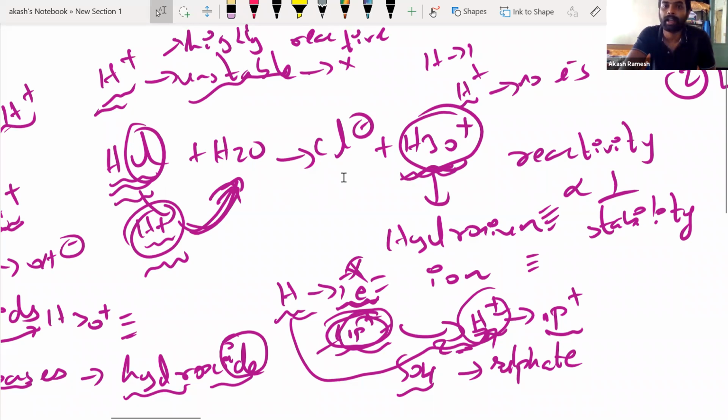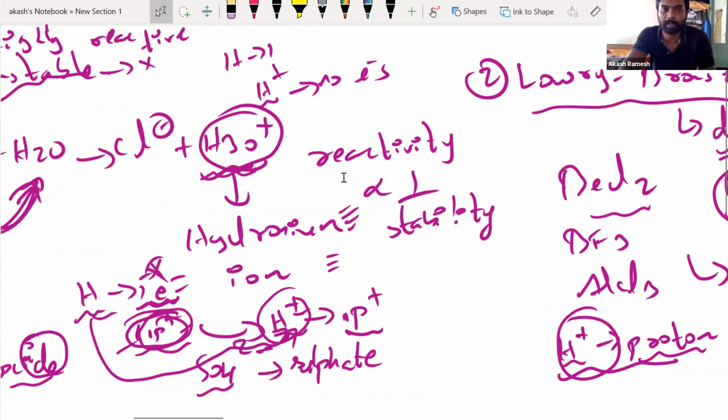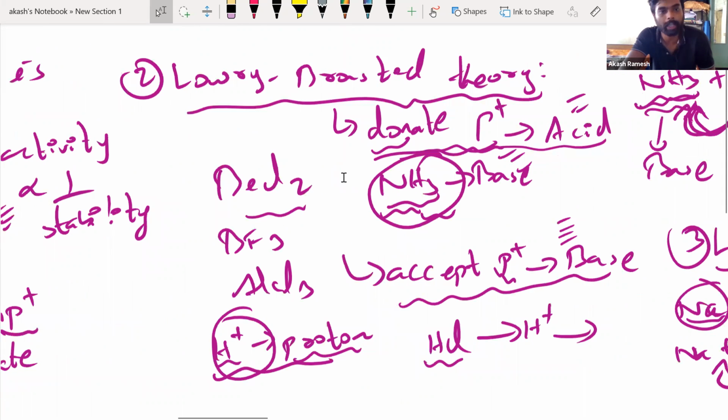And then we moved on to the next concept, that is the Lowry-Bronsted theory. Why we went on to it is because there are certain species which don't give me H plus or OH minus, but still they are regarded as acids or bases. So we said that whichever is able to donate a proton is an acid, and whichever is able to accept a proton is a base.